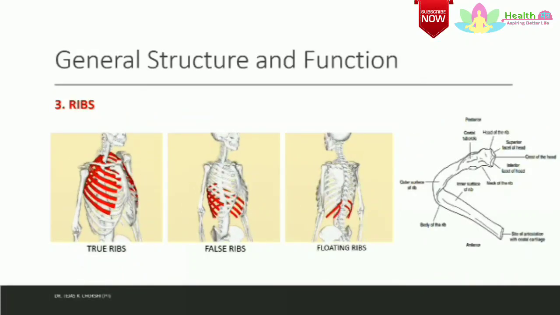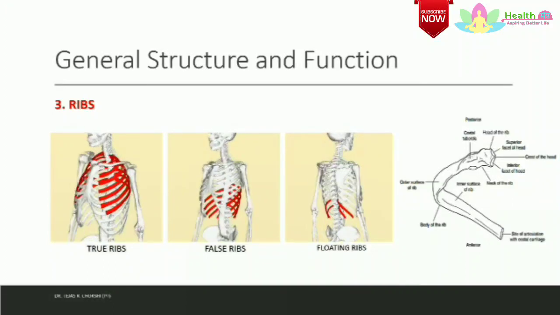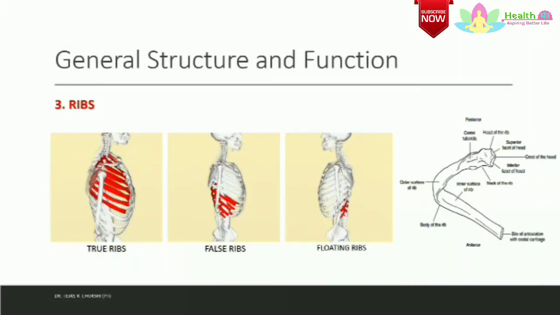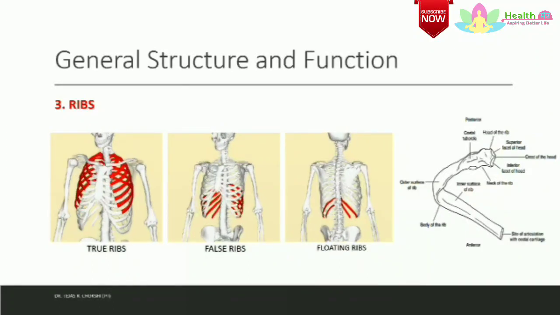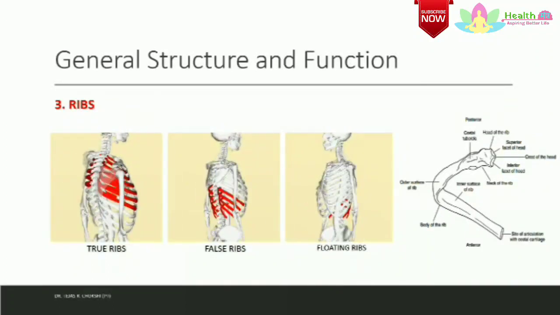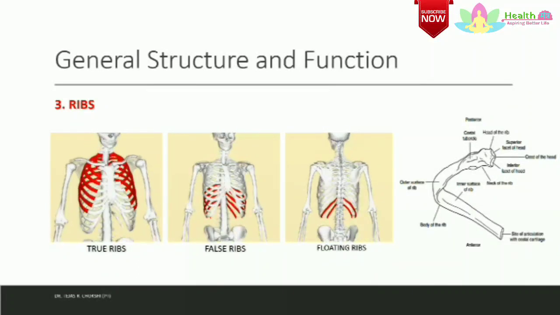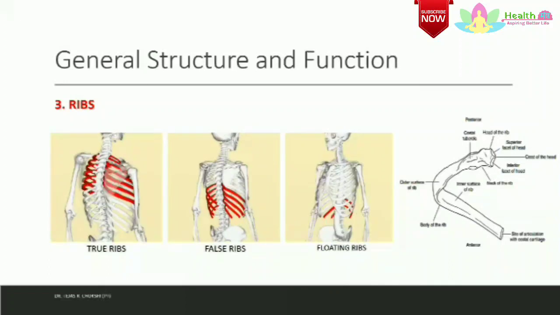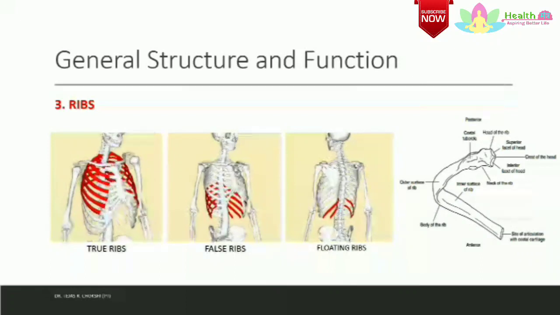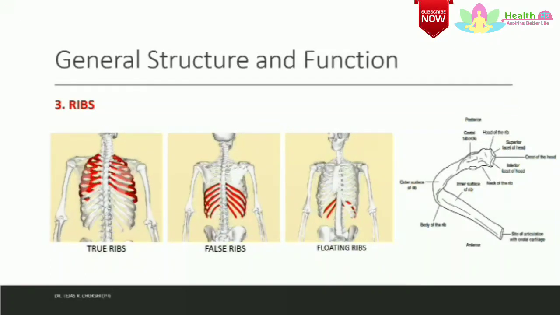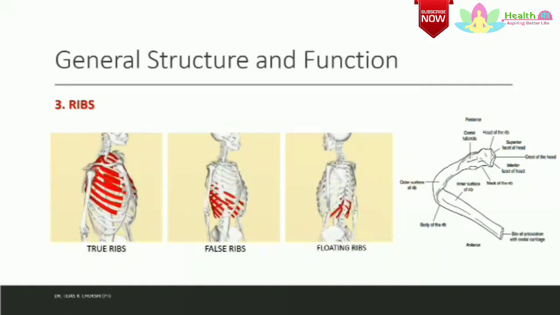Now we'll talk about the ribs. The ribs are curved flat bones that gradually increase in length from rib 1 to the 7th rib. Then they decrease in length again from rib 8 to 12. The posteriorly located head of each rib articulates with the contiguous thoracic vertebral body. For example, the first rib will articulate with T1.